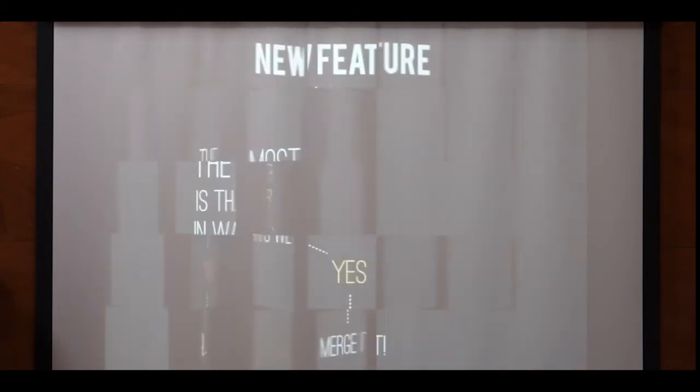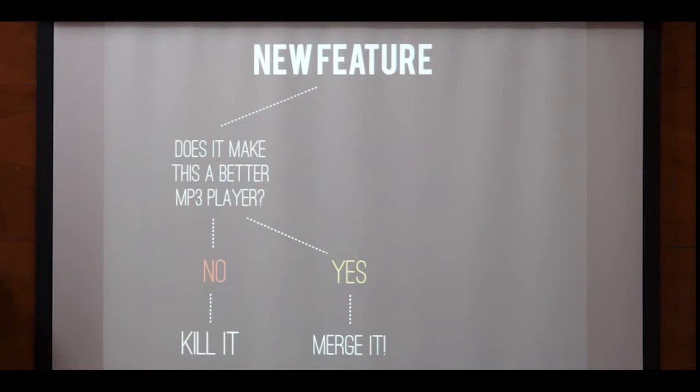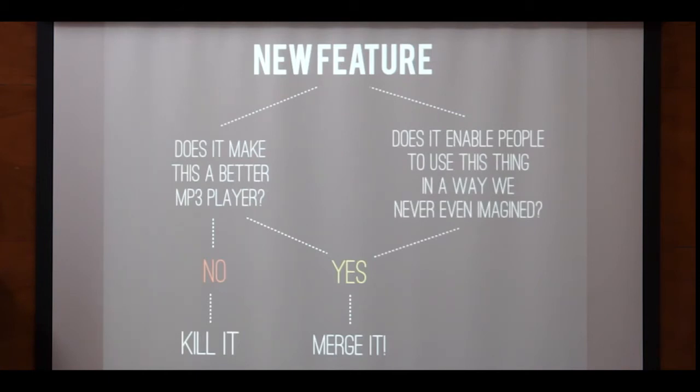Look, here's a new feature, and let's try and run it through the decision-making model of the iPad. So does it make a better MP3 player? So let's say Bugs Bunny ears, fluffy ones. Does it make a better MP3 player? No. If it does, we'll put it in, but it doesn't. Now here's what happens when you run it through the old tech favorite of: could it enable people to use this product in a way we never even imagined? Fluffy bunny ears. Fuck yeah. Can make a party out of that thing. Fluffy bunny ears, like for my kids, I don't know.